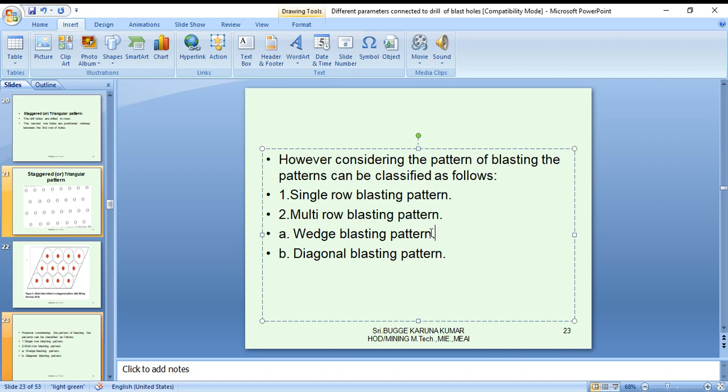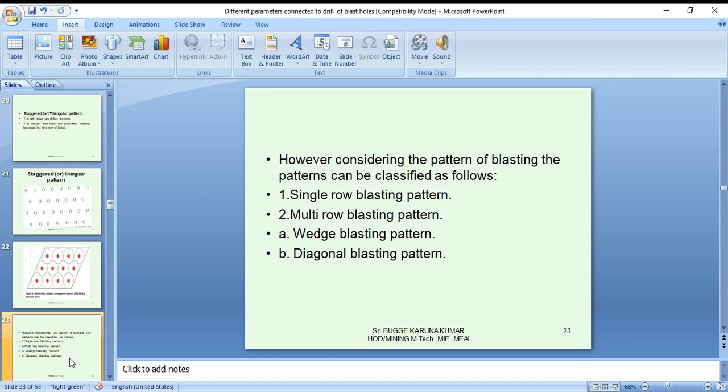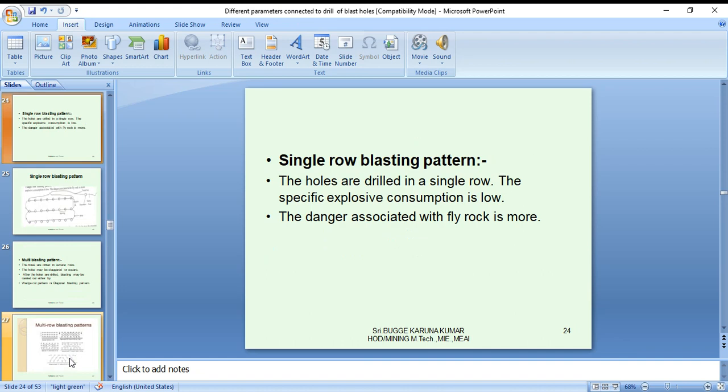The first one is the single row blast pattern. The holes are drilled in a single row. The specific explosive consumption is low, because you are using a single row only. The danger associated with fly rock is more. So this is one advantage and one disadvantage of the single row blast pattern.